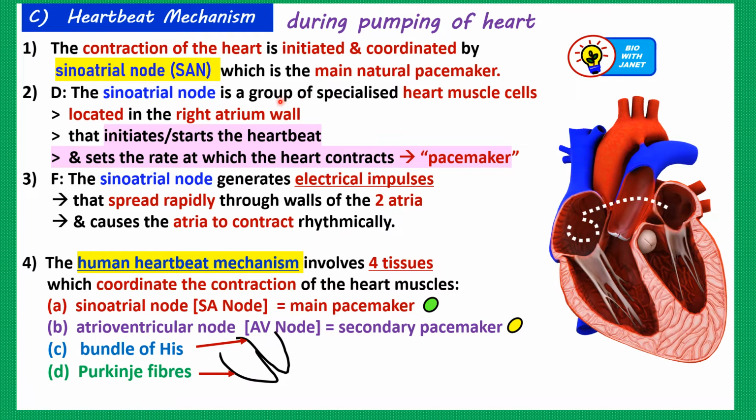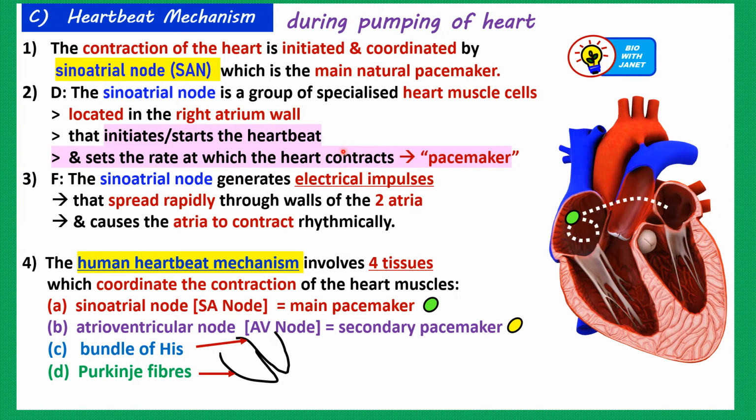The sinoatrial node is actually a group of specialized heart muscle cells, this green spot here, located in the right atrium wall near the vena cava, that initiates or starts the heartbeat. It will generate electrical impulses that spread to the atria and cause the atria to contract. Then after the atria contract, the impulse will move down through the septum and then to the ventricles, and then the ventricles will contract.